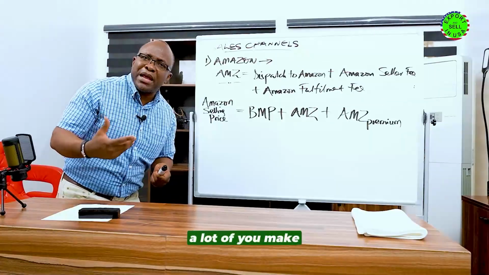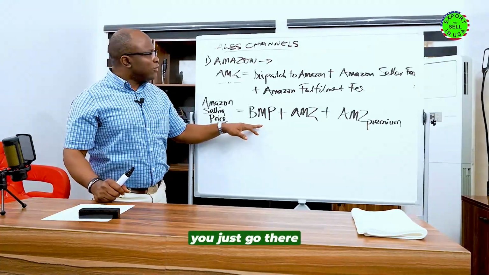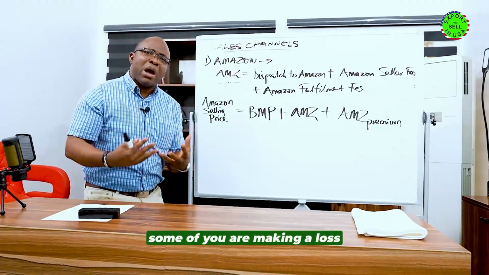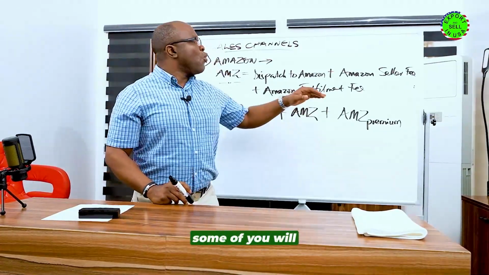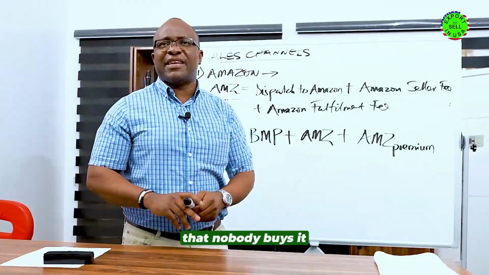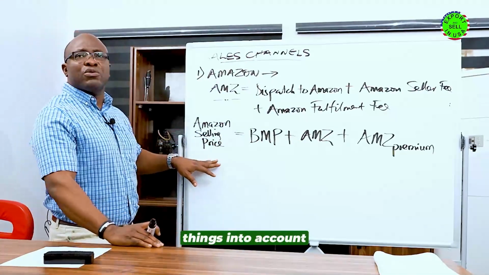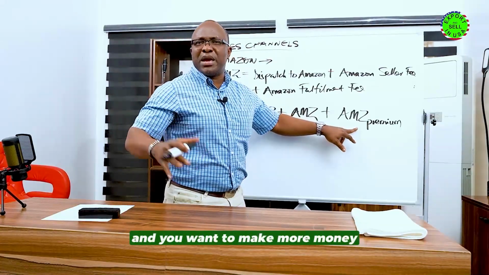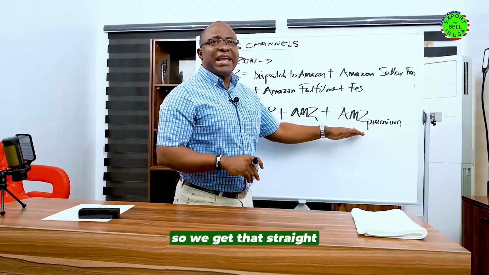But the problem a lot of you make is you don't even know what your BMP is. You just go there, how much are you selling this product? You put it there. At the end of the day, some of you are making a loss without knowing it. And then at times, some of you will price your product too high that nobody buys it because you have not factored all these things into account. This accounts for the fact that you want to export and you want to make more money because you are exporting. And all this should be computed in dollars. So we get that straight.